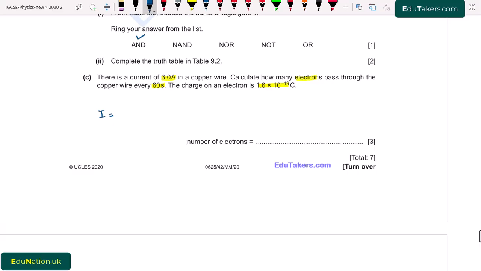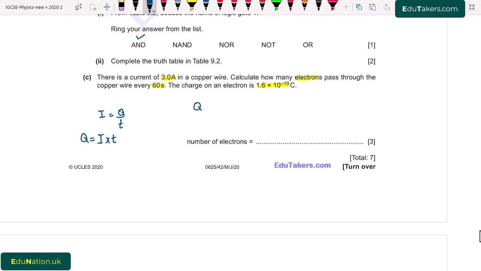So as we know, current is defined as the rate of flow of charge. It is equal to Q over T, where I is current, Q is charge and T is time. We have to separate this Q. Q is equal to I cross T.